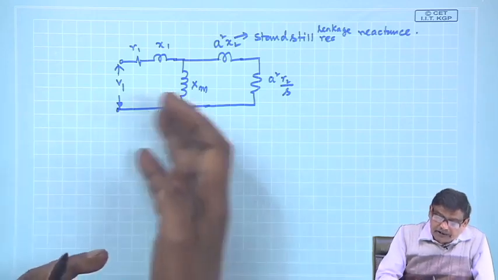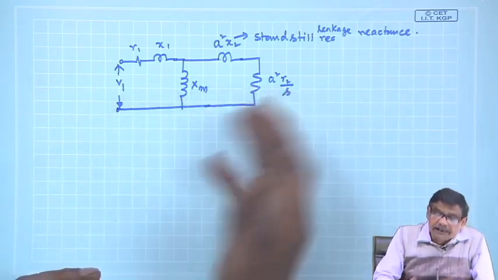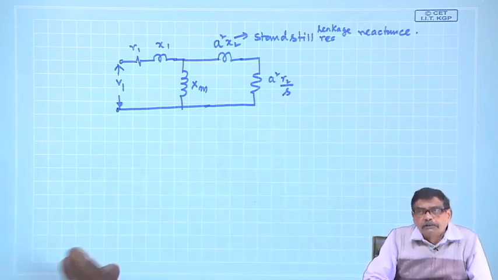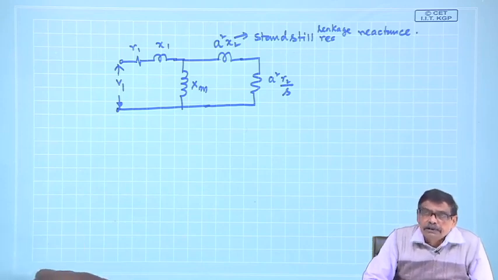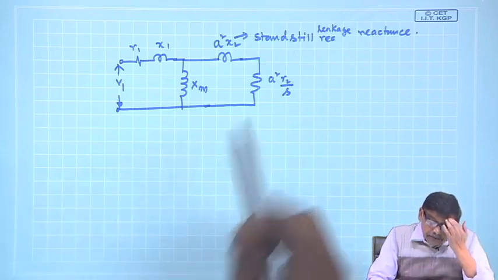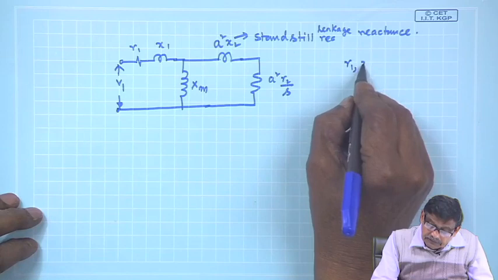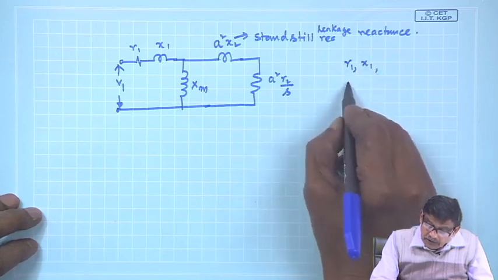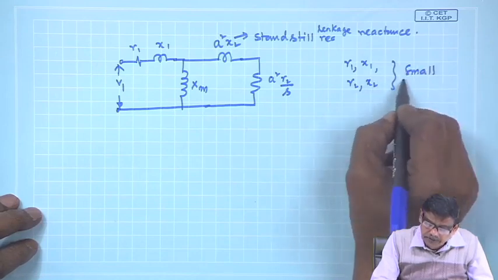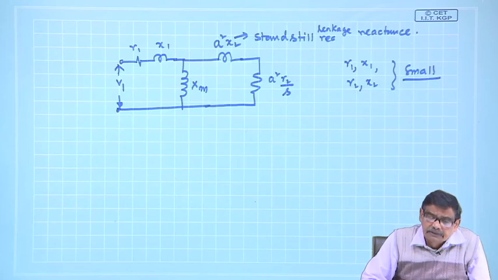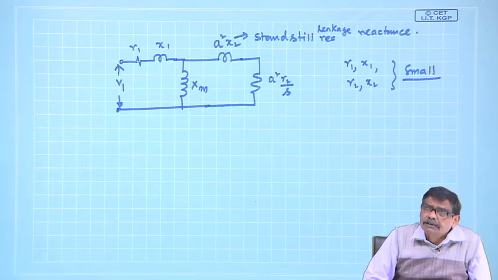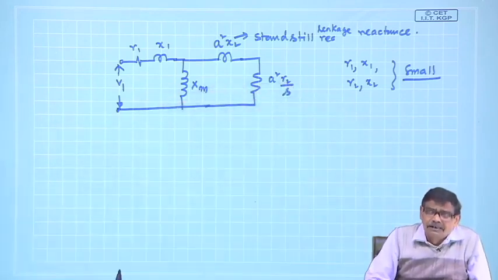I can find out the performance by putting S equal to 1 at standstill condition, what the motor is going to do, or for that matter when the motor is running at any slip S. Mind you, R1, X1 and R2, X2 are small quantities compared to your magnetizing reactance. There will also be eddy current losses, I will address that slightly later.